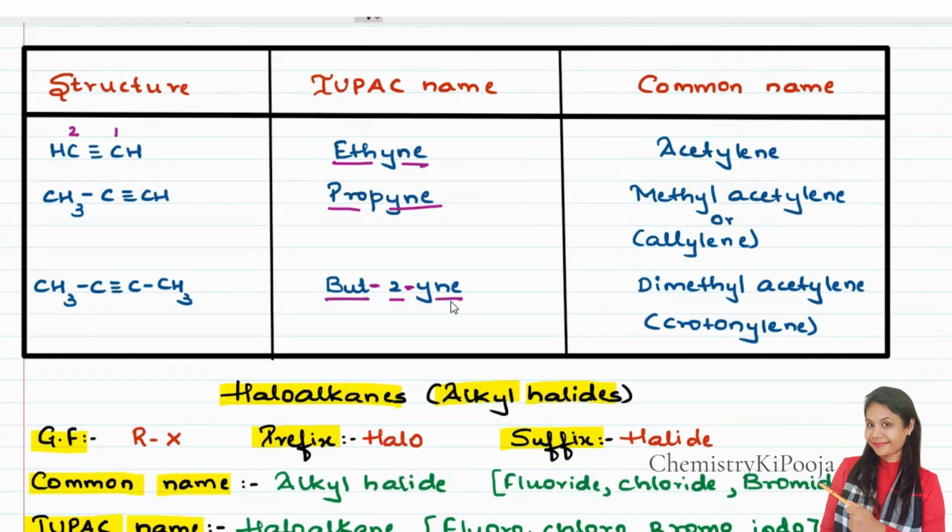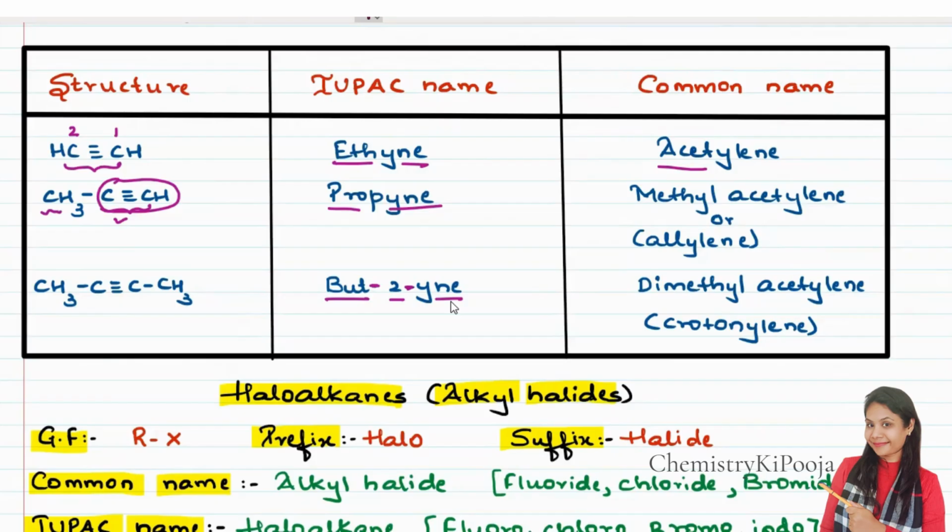Now coming to the common name, ethyne, as I said, this group we call acetylene. So simply it will be acetylene. Now for propyne, this group, as I said, is acetylene. Now apart from this group, which other group is present? Yes, very good. It is CH3, methyl group. So it is methyl acetylene. Or there is one more special name, that is allylene.